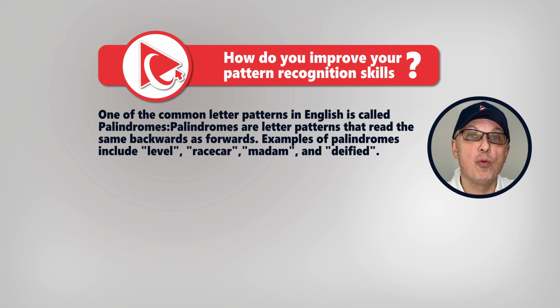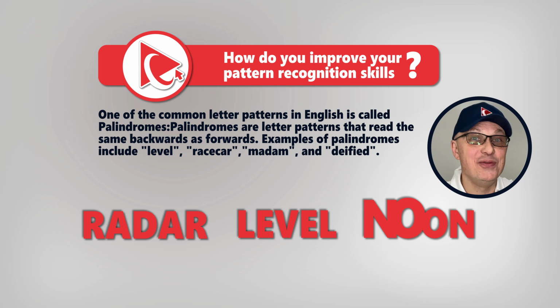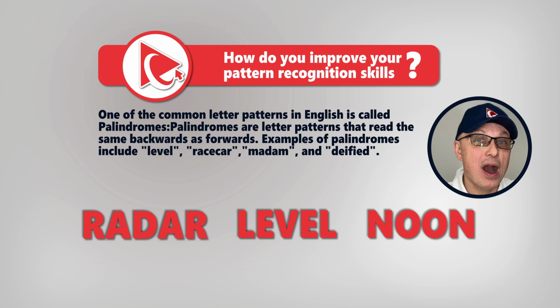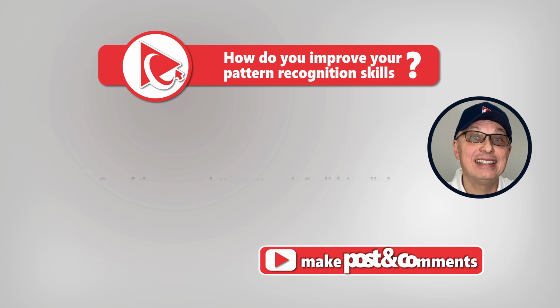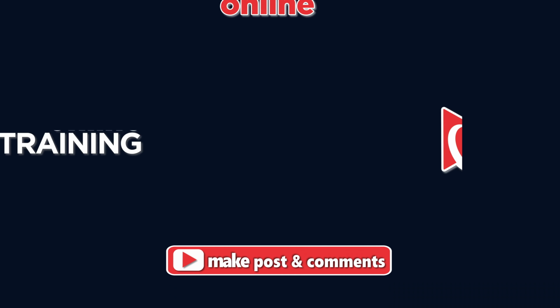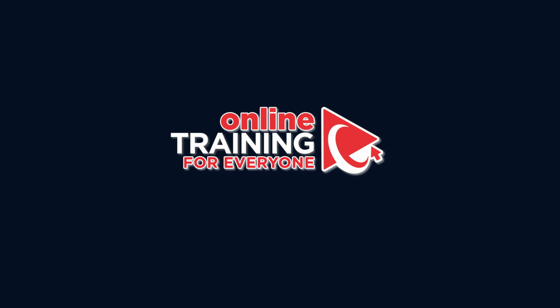For example, the words radar, civic, level, race car, henna, madam, noon, pop, eve, kayak, rotator, stats, tenet, wow, and a lot of others. Do you know other interesting palindromes that I didn't mention here? Please make sure to post them in comments so we can all learn. And now let's continue to get you ready for the test.